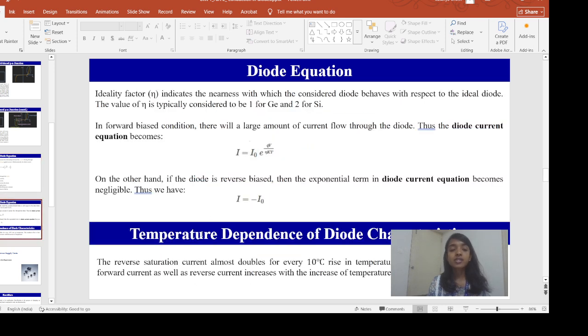Okay. So what is the temperature dependence of diode characteristics? This reverse saturation current I naught, or minority charge carrier current, gets doubled for every 10 degree centigrade rise in the temperature.